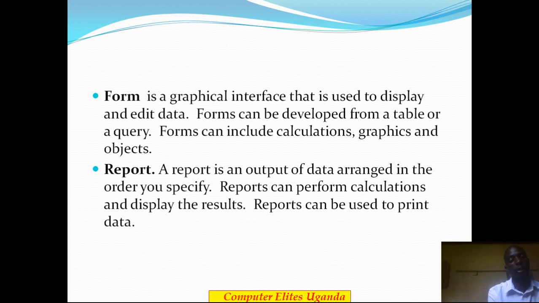Then the last object is a report. A report is an output of data arranged in order you specify. So the order that you specify according to a report is what will be retrieved once you create it. For example, if you create a query for, say, employees whose gender is female, you can as well create a report out of it, and you can print it as a single report. So reports can be used to print data when you create it.